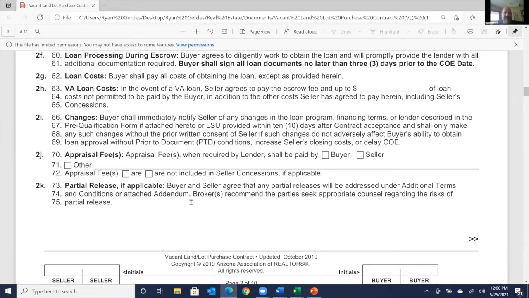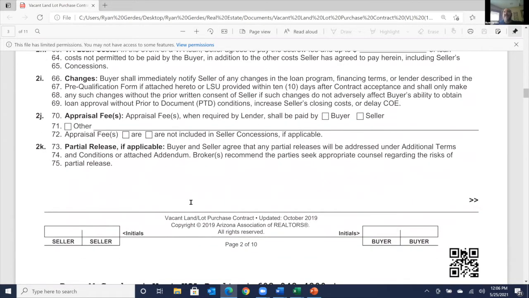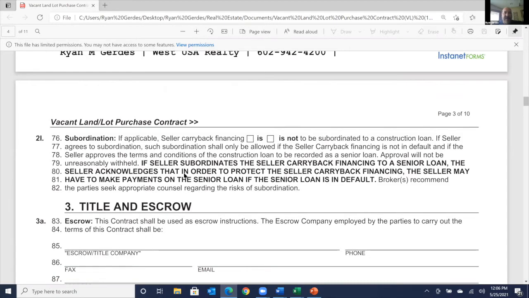Partial release. This means if there's any partial release of financing, it must be described in the additional terms and conditions or a separate addendum. Page 3, subordination. In the event that there's maybe a construction loan, or a carryback or any type of creative financing, sometimes we'll see subordination loans, meaning that they'll go in second position, allowing for a different loan to go in first position, for example, a construction loan.